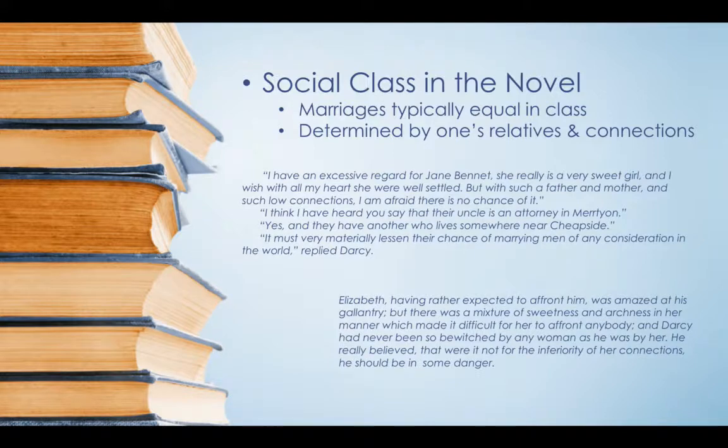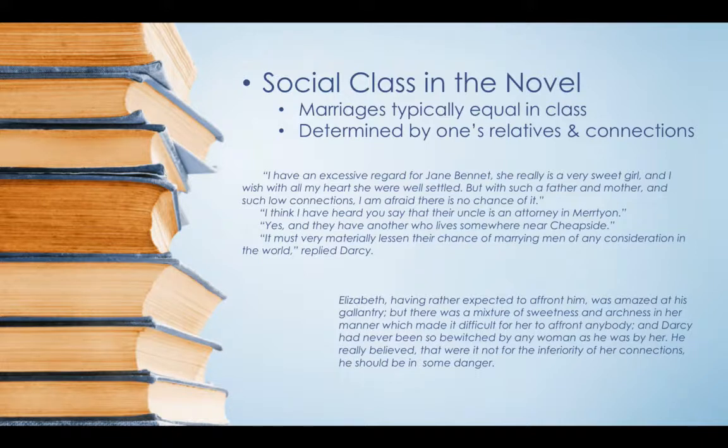So let's return to this idea of social class, because this is a really big theme in the novel. Marriages during this time period are typically equal in class, meaning that the two partners are usually of the same social class. It was very unusual, even to the point of being kind of a scandal, if someone of a higher social class were to marry someone from a lower social class, like, again, Elizabeth and Mr. Darcy.